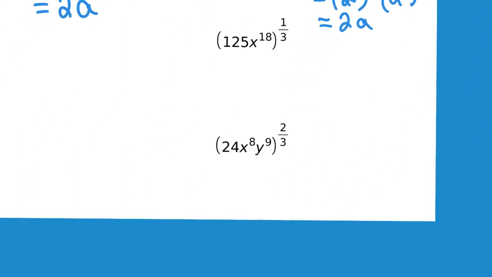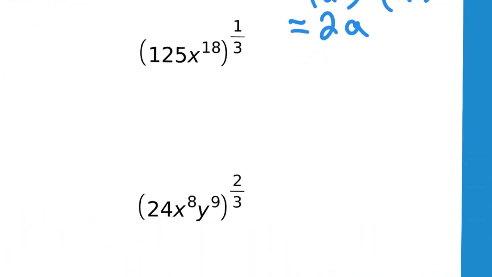Okay, let's try the next one. This time we're going to go from fractional first. We've got 125x to the 18th, all raised to the 1/3. 125, let's get that down to some prime numbers. It's 5 times 5 times 5. So 5 cubed. So we have 5 cubed x to the 18th, all raised to the 1/3.